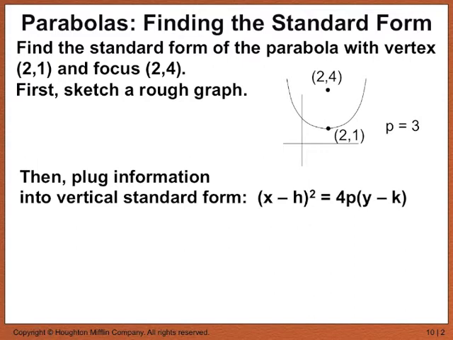Now we found p from the sketch, therefore we just fill in 3 for p. 4 times 3 is 12, and then my vertex, which is given to me, is (2, 1), and that corresponds to (h, k). So x minus 2 is x minus h, and the y minus 1 is the y minus k. So that's the correct answer to this problem.